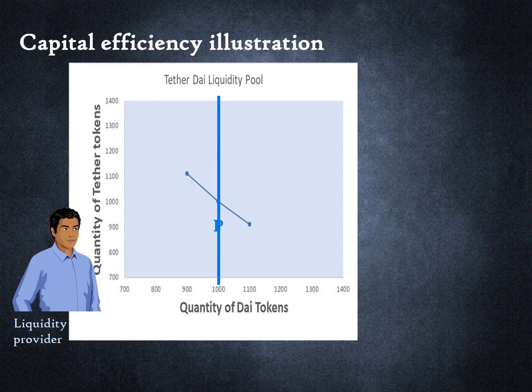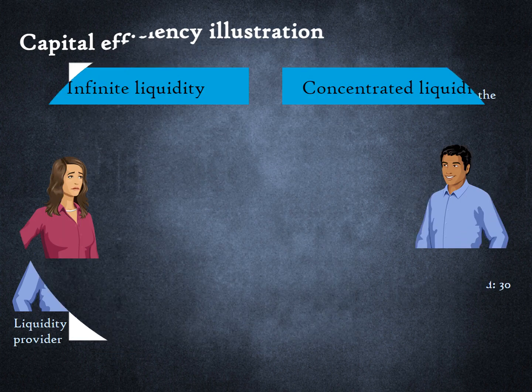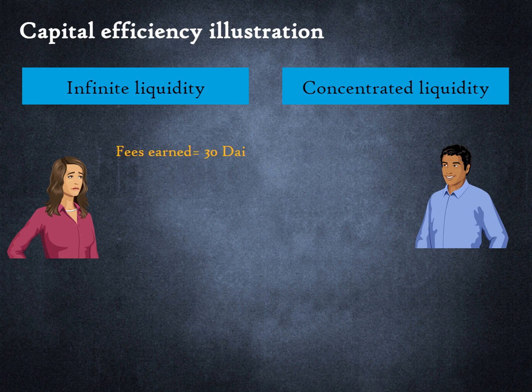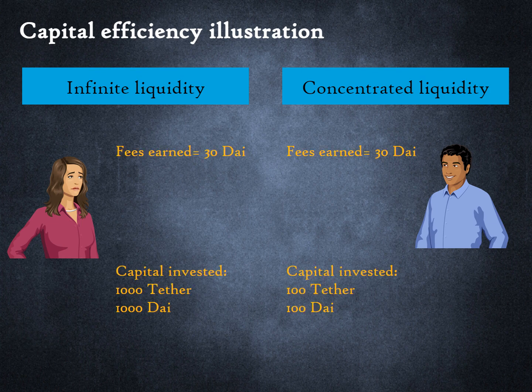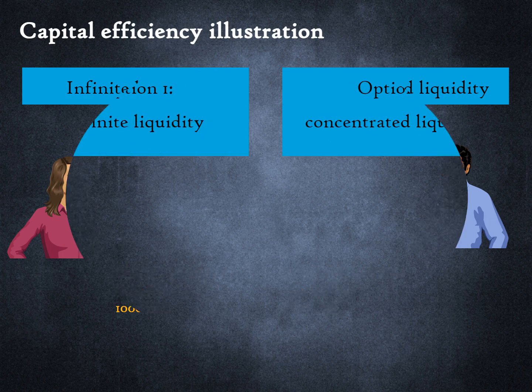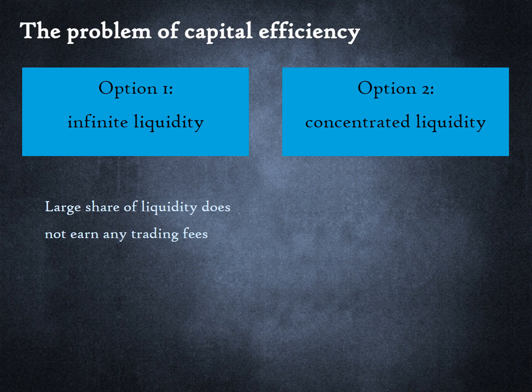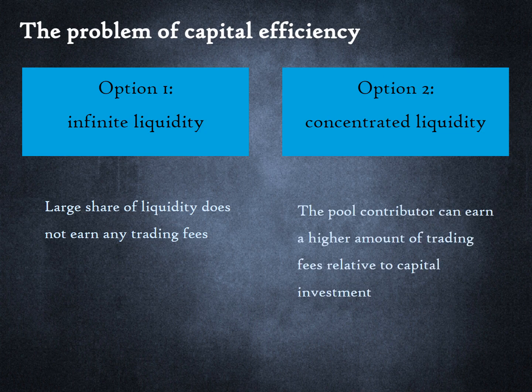The exact same thing occurs with Bob. Bob receives 30 DAI. We can now see what the problem with infinite liquidity is. Alice and Bob earn the same fees, but Bob deploys 10% of the capital to get the same return. In infinite liquidity, a lot of the liquidity would be sitting idle and not earning any trading fees. In concentrated liquidity, the pool contributor can earn a higher amount of trading fees relative to capital investment.